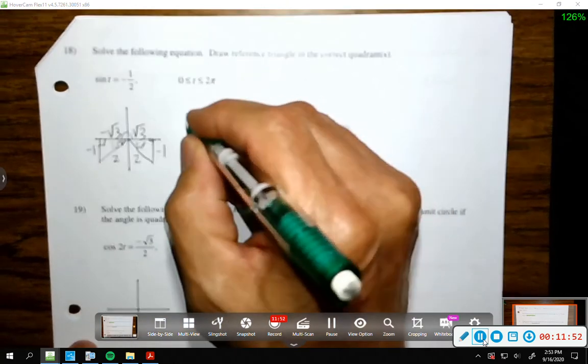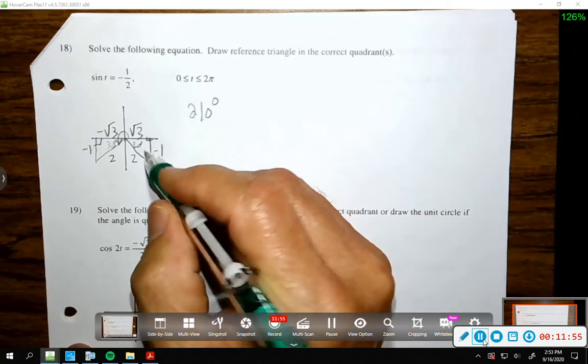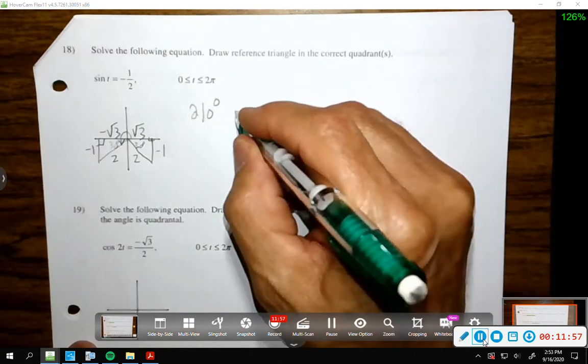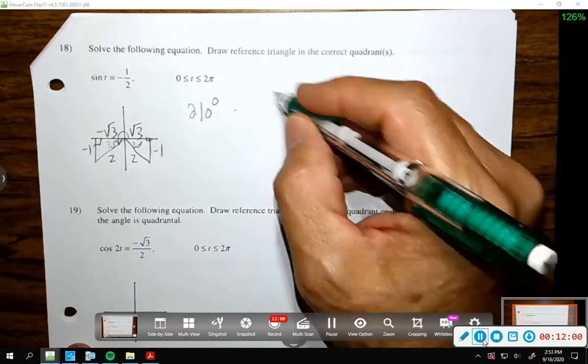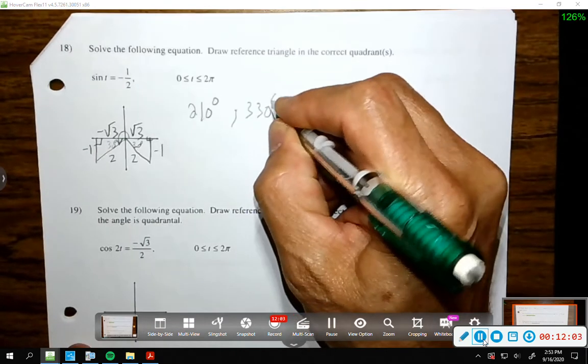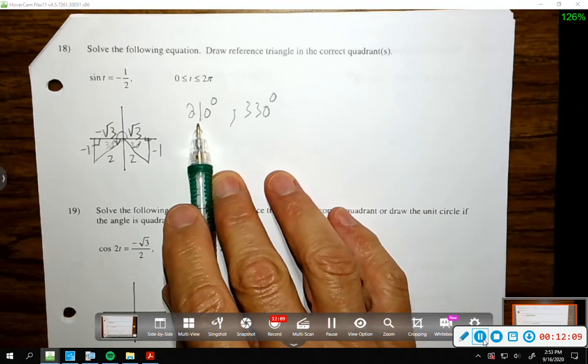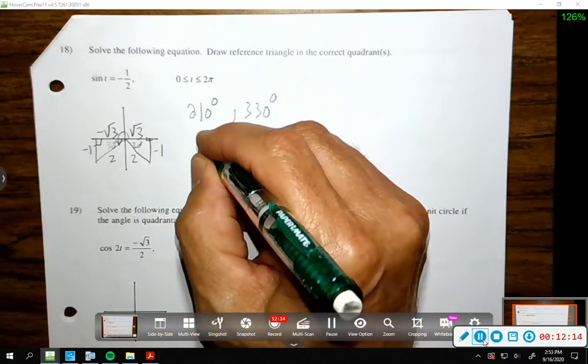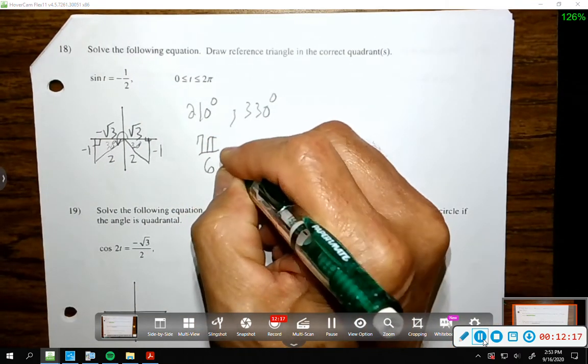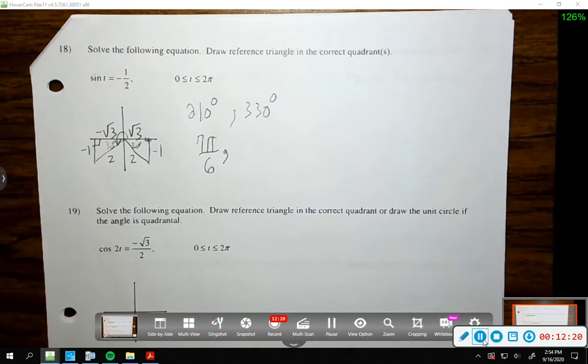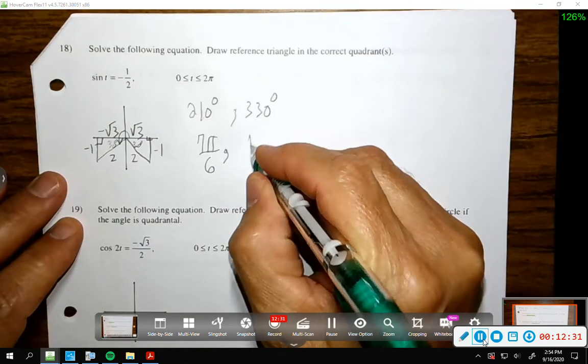180 plus 30 is 210 degrees. 360 degrees minus 30 is 330 degrees. 210 degrees, that's 7 times 30. I need 7 30-degree angles, 7 pi over 6s. 330 degrees is 11 30-degree angles. So I need 11 pi over 6s.